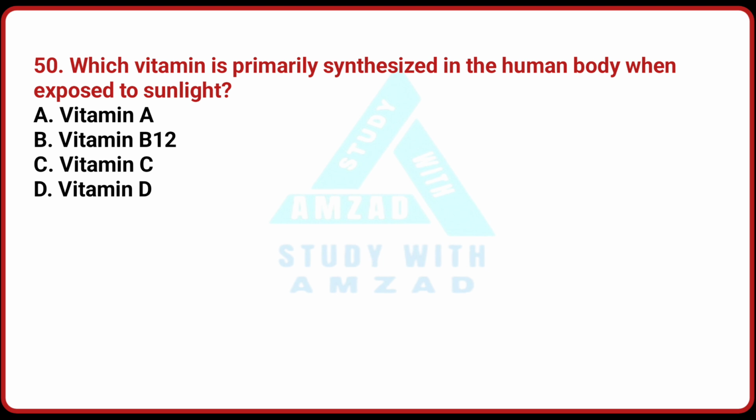Question number 50. Which vitamin is primarily synthesized in the human body when exposed to sunlight? Option A, vitamin A. Option B, vitamin B12. Option C, vitamin C. Option D, vitamin D.